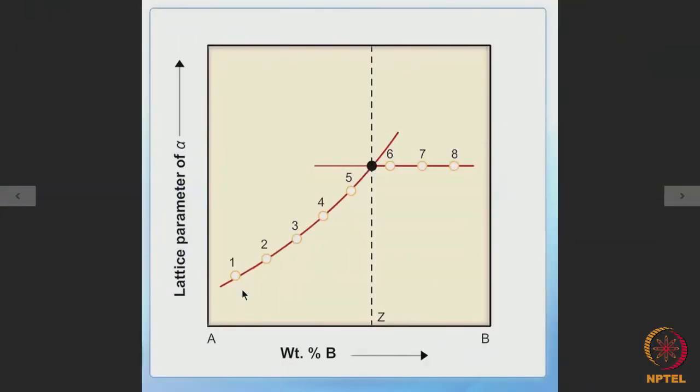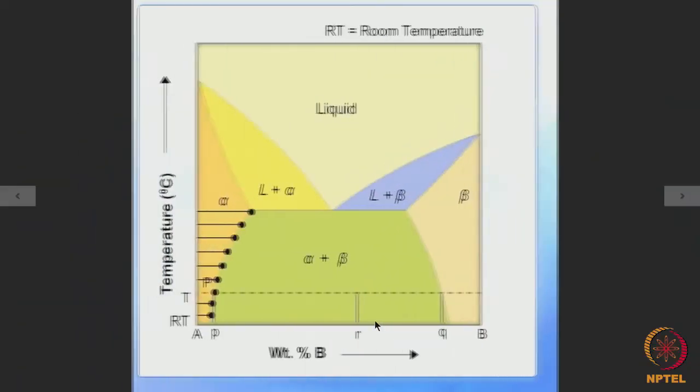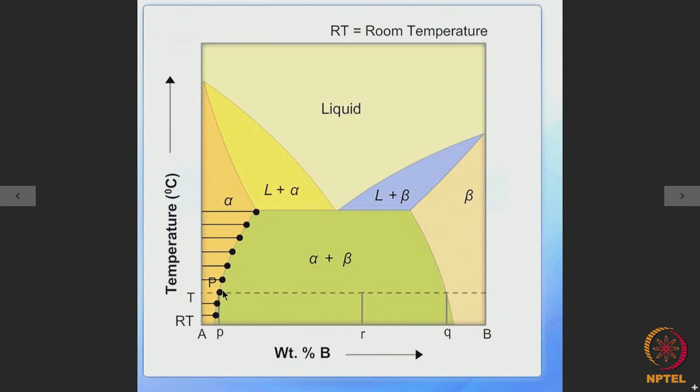What we find is that it will be a straight line, because all the lattice parameters are the same, and you can extrapolate this line and extrapolate this line, they will intersect at this point, and the weight percent of B given by the point Z is the corresponding point on the solvus curve. So, this is what is known as the parametric method.